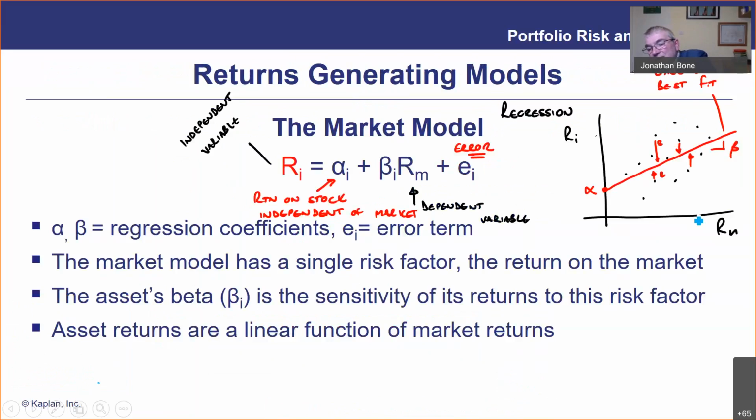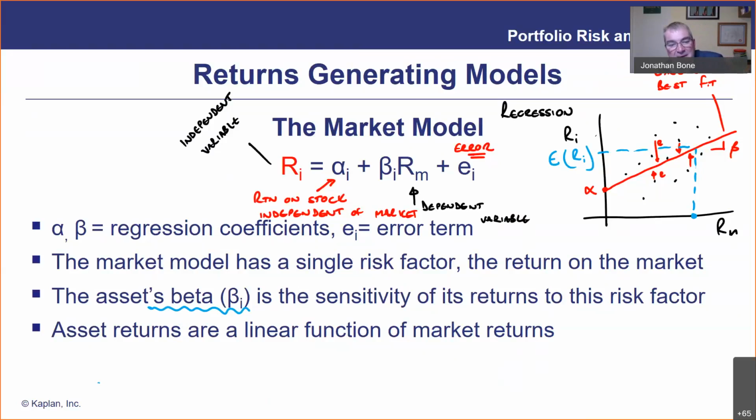once I've got an expectation of the return on the market, I can use this to forecast the return on my stock, the expected return on my stock. So we can now use our forecast of the market to generate forecasts of a return on a stock. Now notice the gradient of this is beta, the sensitivity of your stock returns to the return on the market.